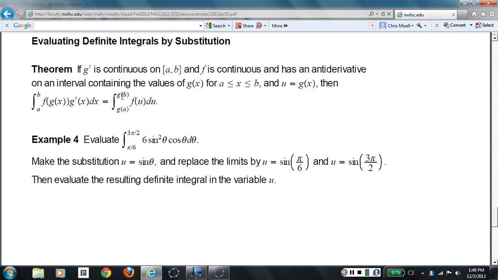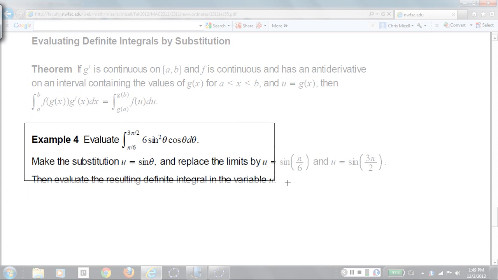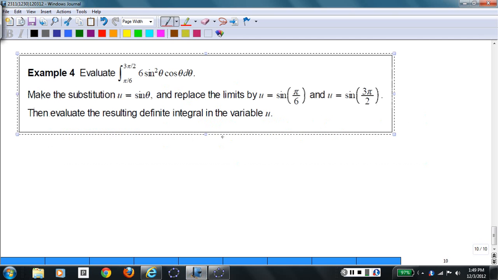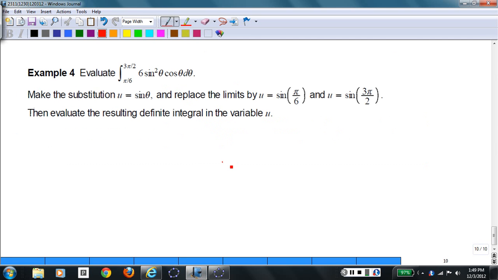So let's try this. I've got this one involving sines and cosines. Hopefully it's not too far over the top. I could have just thrown in one with u's, I suppose. But we want to integrate 6 sine squared theta, cosine theta, from pi over 6 to 3 pi over 2. And we want to do this using the substitution u equals sine theta.